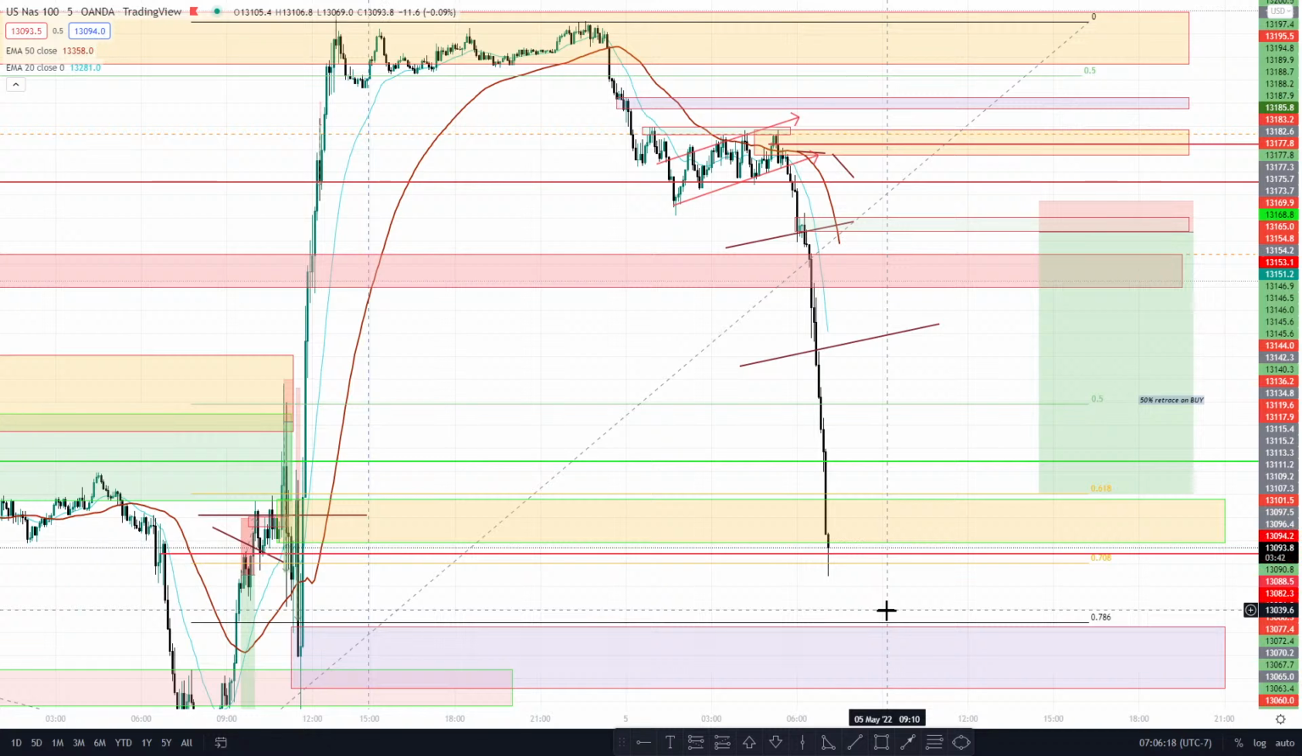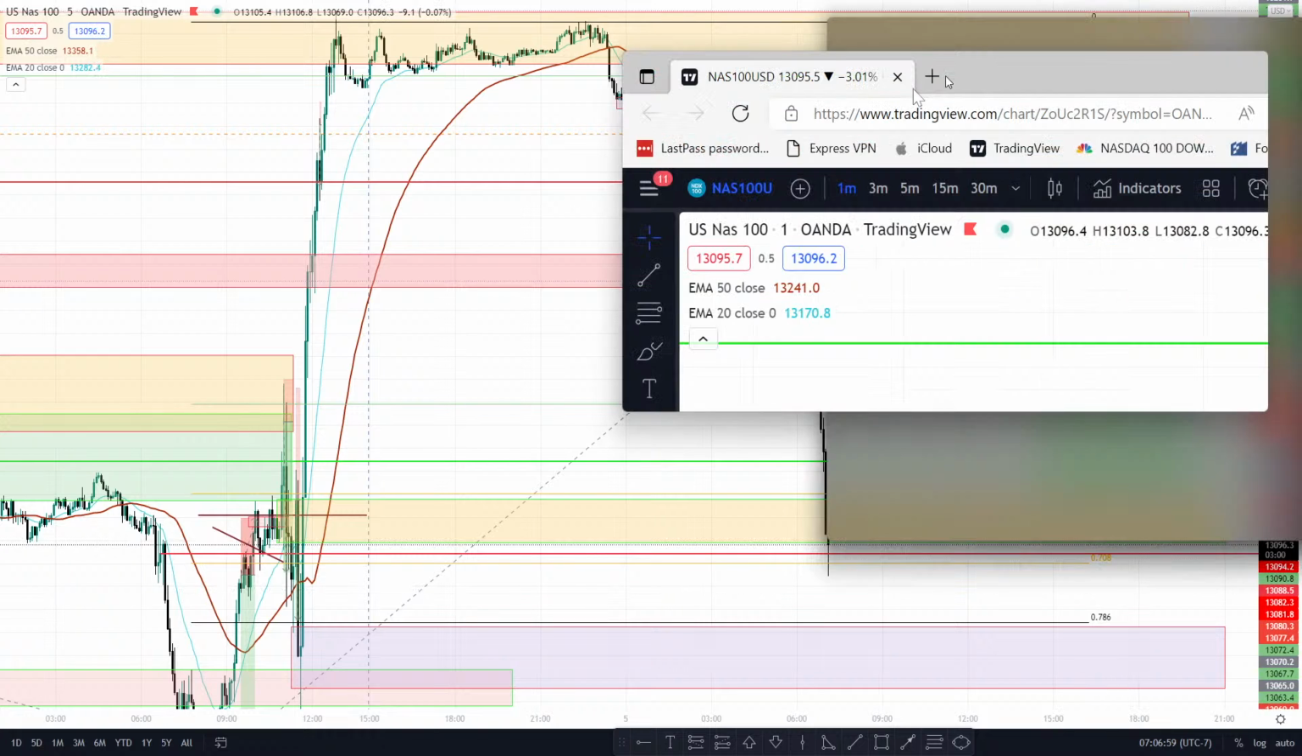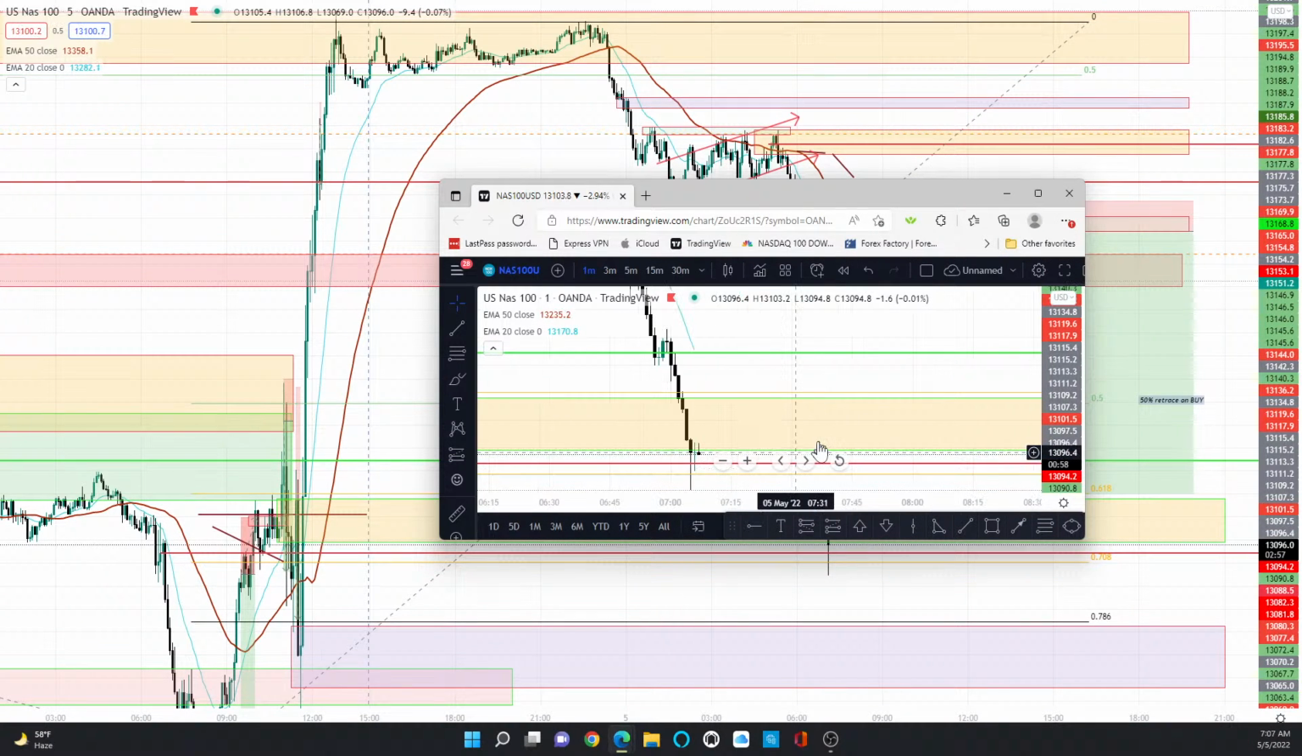I like that. I like the reaction it's giving there. I like that. I don't know if I take the trade here quite yet. I want to see this 1 minute candle finish. So let me just show you the 1 minute really quick. I'm looking at the 1 minute, right, as well.